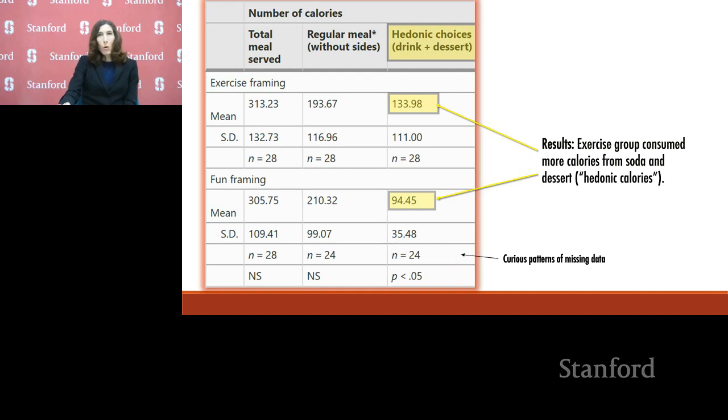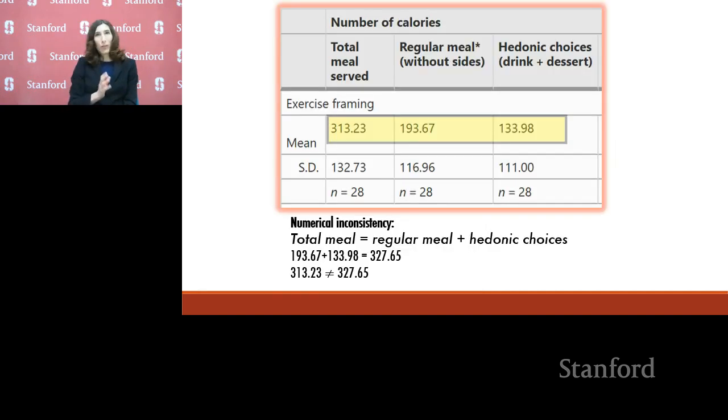There's also a whole bunch of numerical inconsistencies if you start looking carefully in the table. So for example, the total meal consists of the regular meal plus the hedonic choices, the drink and the dessert. In the exercise framing group, as I said before, there was no missing data. So what this means is that the average calories from the regular meal plus the average hedonic calories has to add up to the average calories from the total meal.